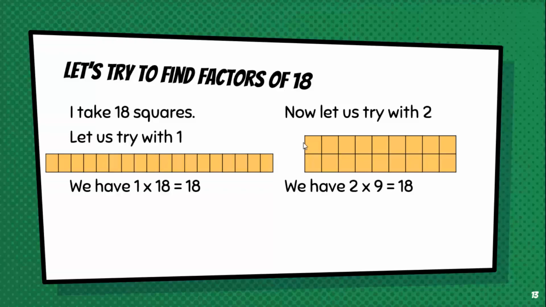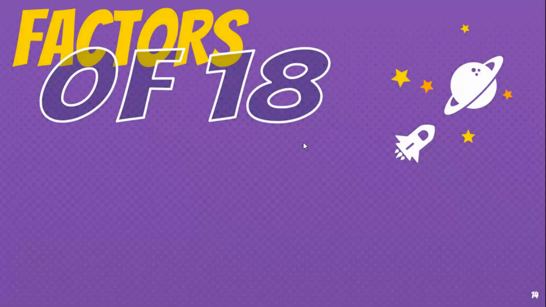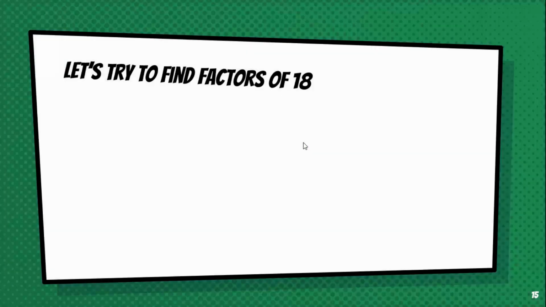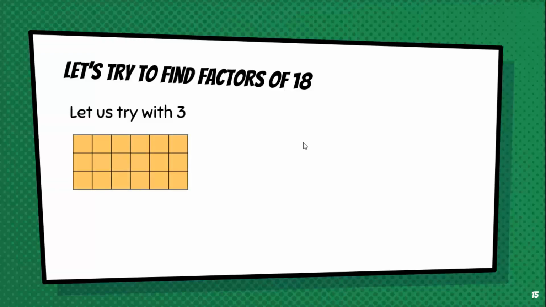Now since we already have these two, we will write them down first before we move on. So what I do is I write 1 multiplied by 18 equals to 18, and I write 2 multiplied by 9 equals to 18. Now let us try with 3. Do you think 3 rows are going to work? Let's see. Yes, 3 rows work too. I have 6 squares in each of these rows. So 3 multiplied by 6 gives me 18.